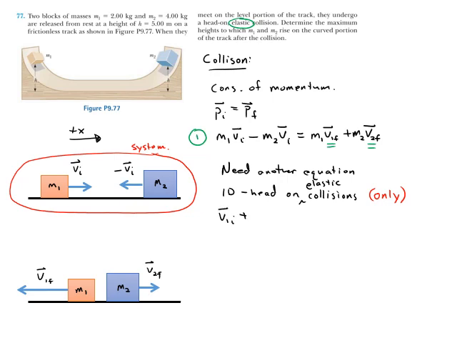v1i plus v2i equals v1f plus v2f... equals v2i plus v2f. So in this case, that looks like this: vi plus v1f equals minus vi plus v2f. So there's my second equation. I've got two equations, two unknowns, so I have to just solve those two equations for those two unknowns. So we'll do that on the next slide.